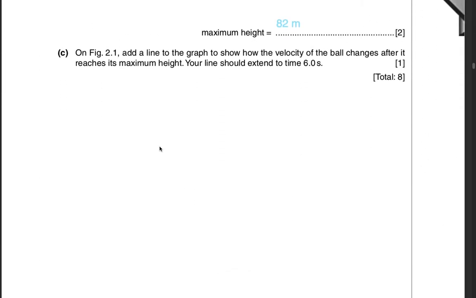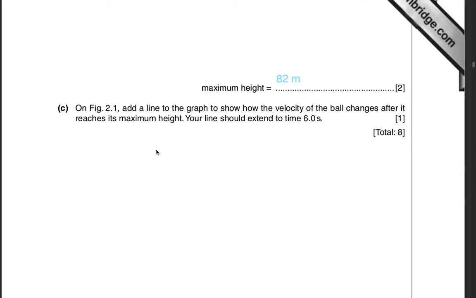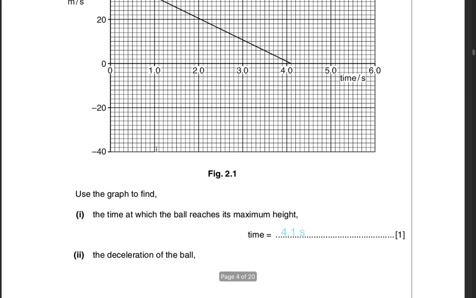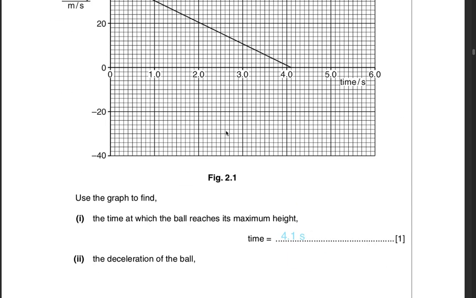Add a line to your graph to show how the velocity of the ball changes after it reaches its maximum height. Your line should extend to time t is equal to 6 seconds. T is equal to 6 seconds, right?